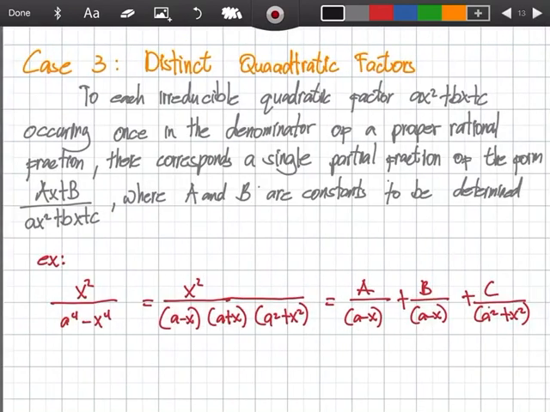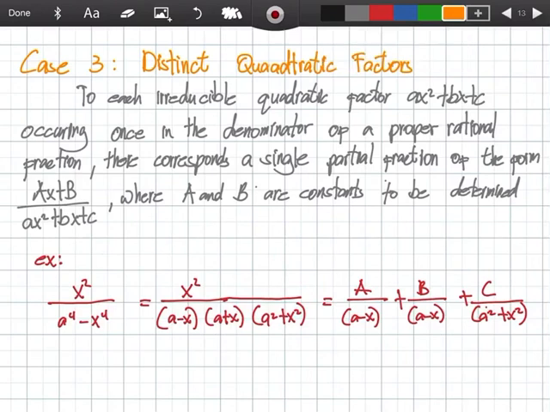Next we have case 3, distinct quadratic factors. To each irreducible quadratic factor ax squared plus bx plus c occurring once. So when distinct, occurring once; when repeated, occurring n times. Occurring once in the denominator of a proper rational fraction, this corresponds to a single partial fraction of the form Ax plus B over ax squared plus bx plus c.